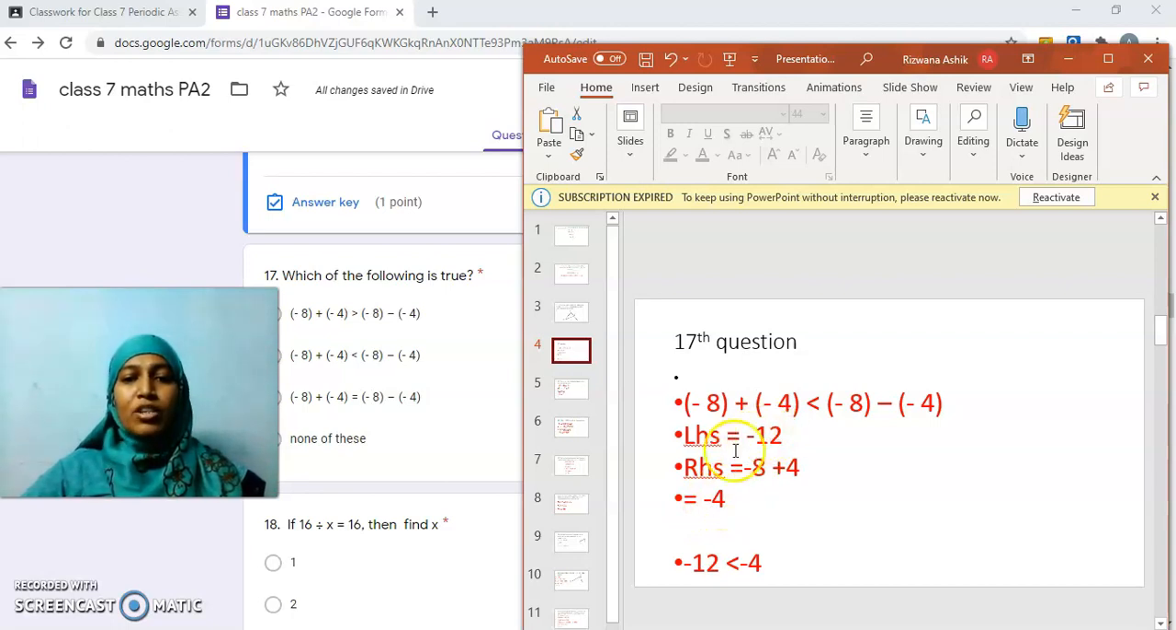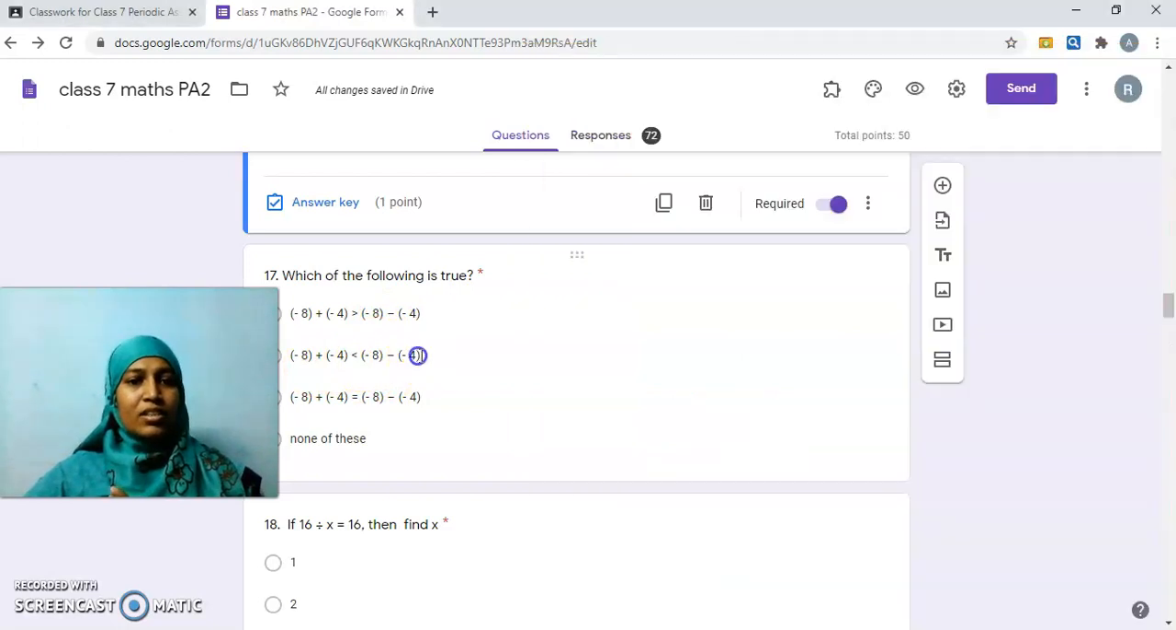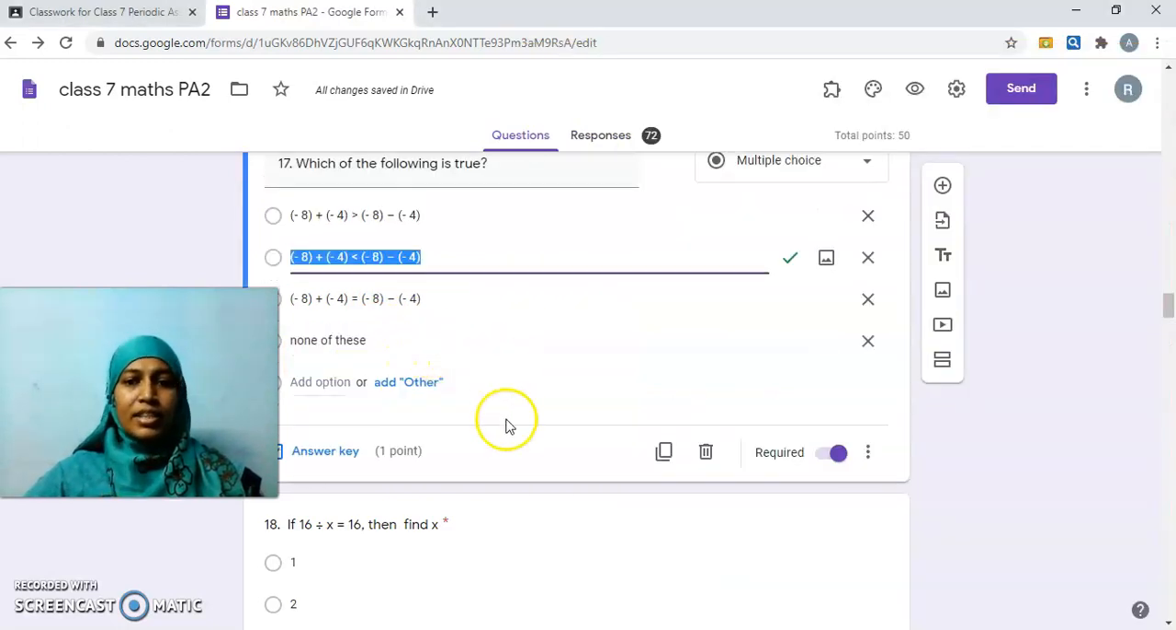So compare minus 12 and minus 4, which is smaller and which is bigger. In negative numbers, the integer with the bigger value is the smaller number. Isn't it? So minus 12 is lesser than minus 4. LHS is lesser than RHS. Where is LHS lesser than RHS? Here it is. So the second option is the right answer.